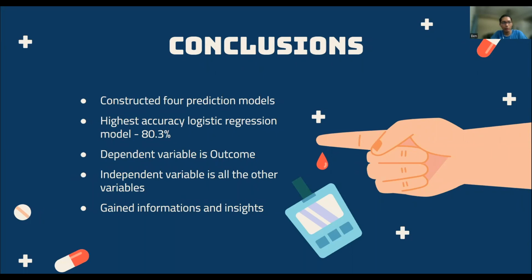In conclusion, we constructed 4 prediction models and found out that the highest accuracy is the logistic regression model with 80.3% accuracy. We also found out that the only dependent variable is the outcome, and all the other variables are independent variables. From the statistical analysis methods that we applied, we gained a lot of information and insights that help with the data EDA and the data pre-processing.